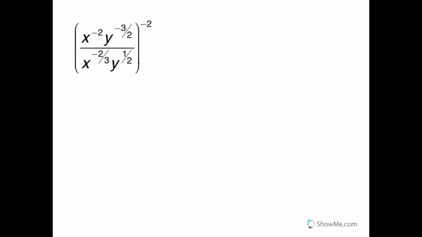Well, here I have an expression with x and y. X to the negative 2 times y to the negative 3/2 is divided by x to the negative 2/3, y to the 1/2, and then all of that is raised to the negative 2 power. Well, I could simplify in parentheses first, but that means adding and subtracting fractions. But if I take this outer exponent, negative 2, and distribute it inside, some of those fractions are going to go away. So I'm going to take everything inside to the negative 2 power.